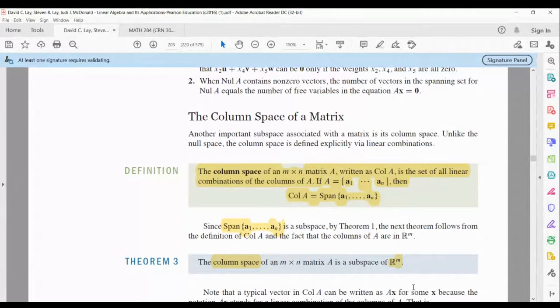Now, why Rm? Why not Rn? Why in theorem 3 is the column space of a matrix A a subspace of m-dimensional space? Why not n-dimensional space? What's going on with that?